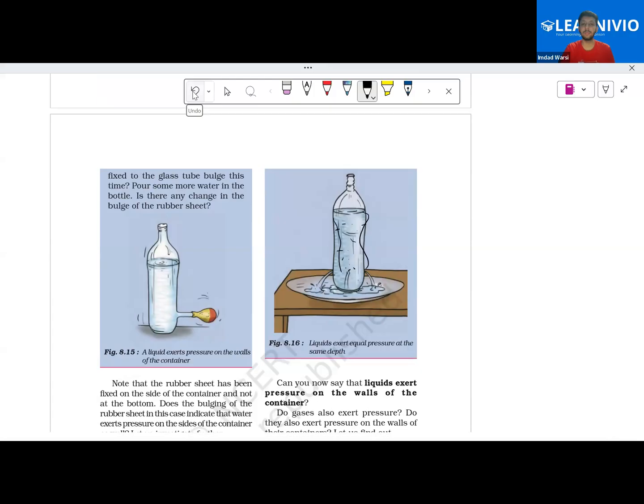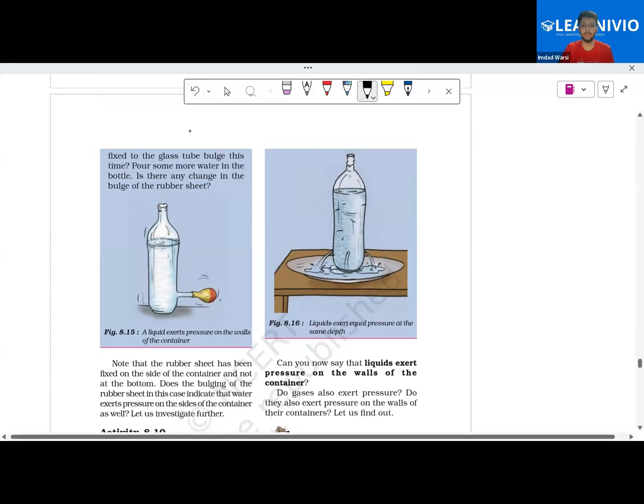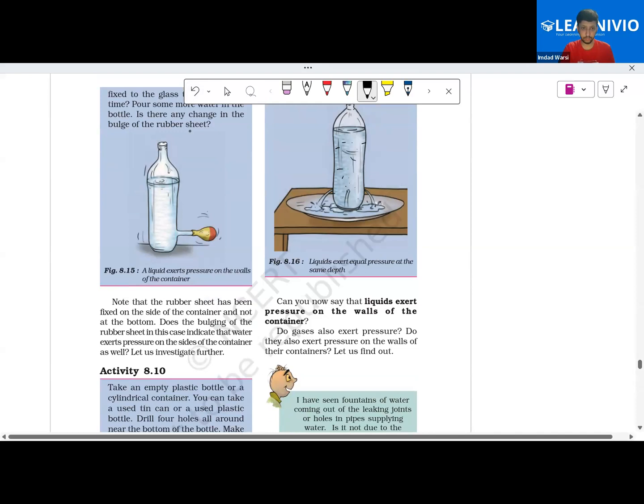No. Why? I don't understand. I'm saying water is there inside the bottle, right? Will the water apply any pressure on the bottle? No, it's not that way. Because the depth of the water is less. There is no relation with depth.